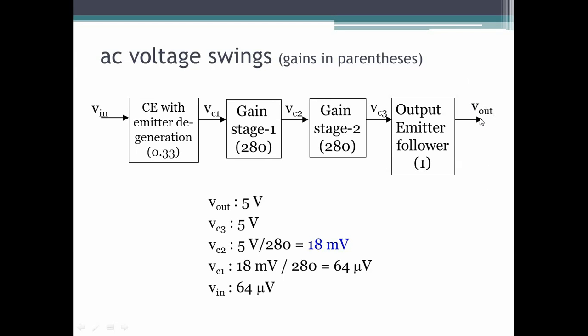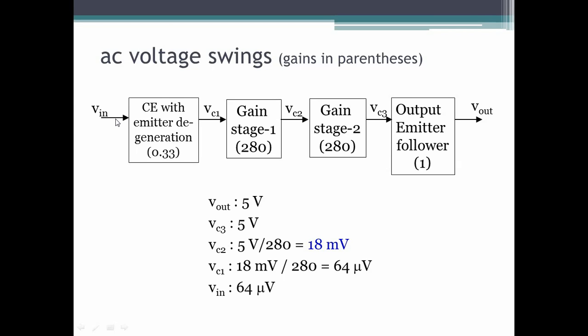So the swing here, or the AC amplitude at the output, is 5 volts. So the AC amplitude here will be the same because the voltage gain is 1. The AC amplitude here will be this amplitude divided by 280. That is the amplitude possible at VC2. Alright, so that is 18 millivolts, 5 volts divided by 280. The AC amplitude here will be this amplitude divided by 280, which is 64 microvolts.